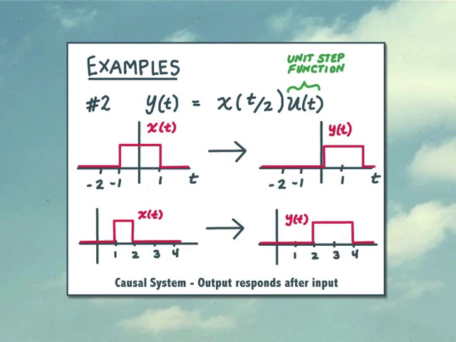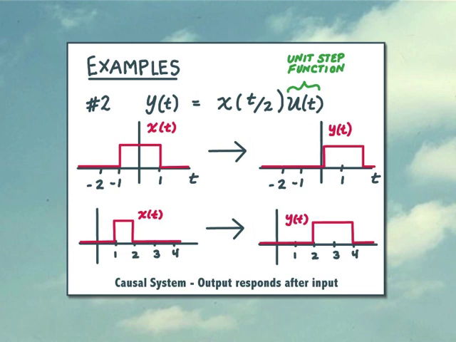We'll change this system slightly for our second example. y of t equals x of t over 2 times u of t. What will this do to the same pulse signal? Because of the presence of the u of t step function, any input before time 0 will be ignored. The time scaling for any signal values before time 0 tends to push them further leftward because we expand in the time scaling away from the origin. So signal values before time 0 are pushed leftward, while signal values after time 0 are pushed rightward.